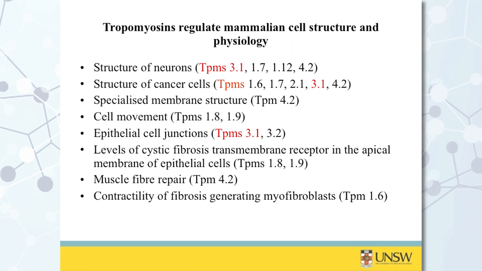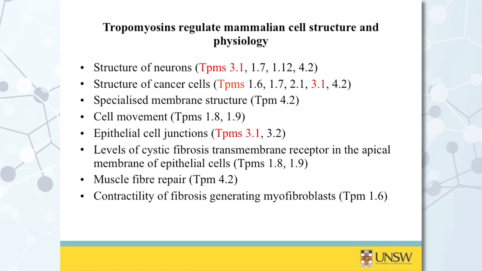You would predict, therefore, that different tropomyosins would have many, many different functional roles within our bodies. And over the last 15 years, it's become clear what those roles are. So, for example, the structure of your nerve cells is regulated by a specific class of tropomyosins. The structure of cancer cells is also dependent on a specific set of tropomyosins. And the one I'm going to draw your attention to that's in red on this slide is a tropomyosin called TPM 3.1, because that becomes the basis for our story, which you'll see in a minute.